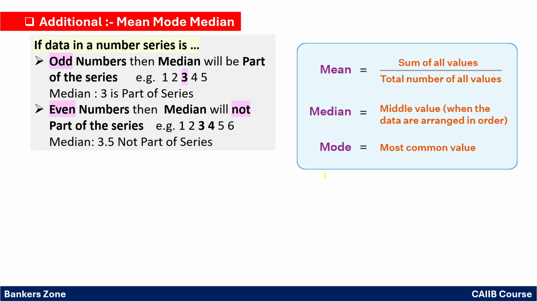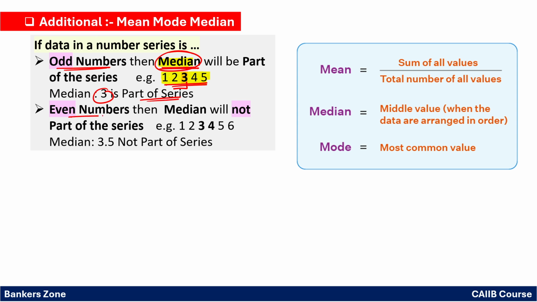Now see in detail. What do you mean by median? Median is simply the middle value, right? So through example 1, 2, 3, 4, 5, in that case the median will be 3, it is the middle value. So 3 is a part of the series, because in case of an odd number of points in the data set, the median will be a part of the series.